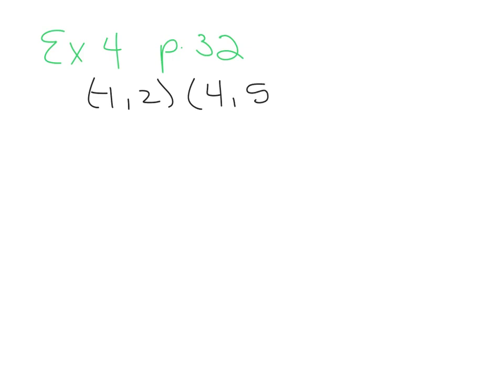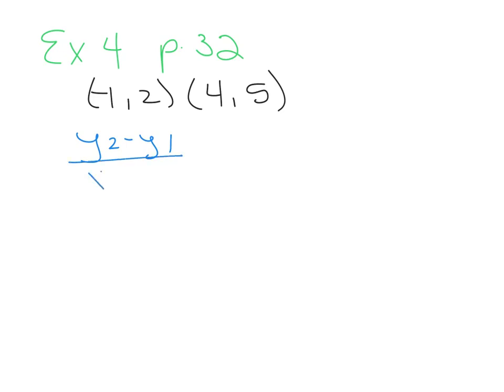All right, example 4, which is at the top of page 32 if you're trying to follow along, says find the equation of line that passes through the points -1, 2, and 4, 5. And this is exactly like the last example where we don't have a slope, but we have 2 points. So the first thing we're going to need to do is find the slope.